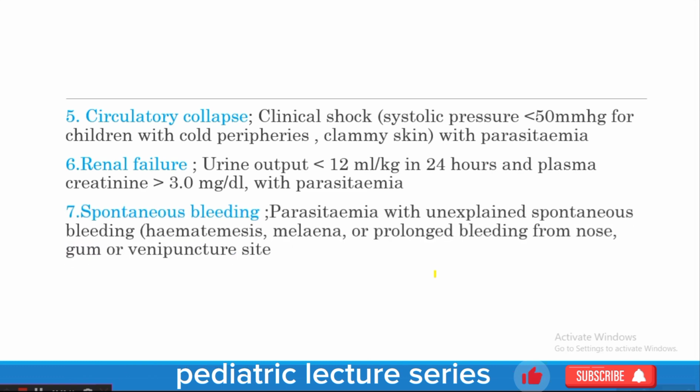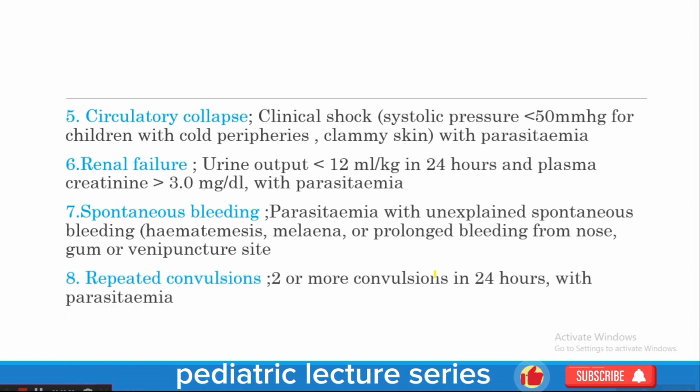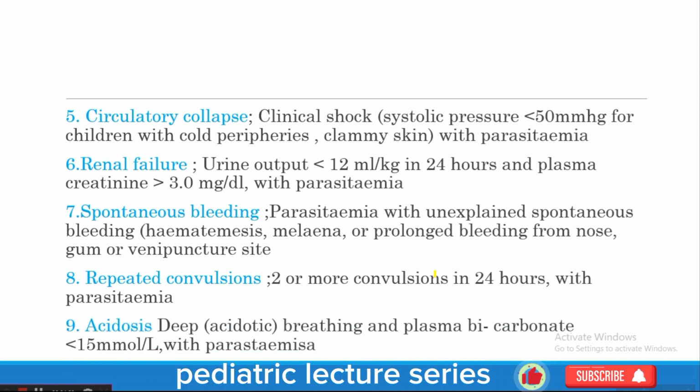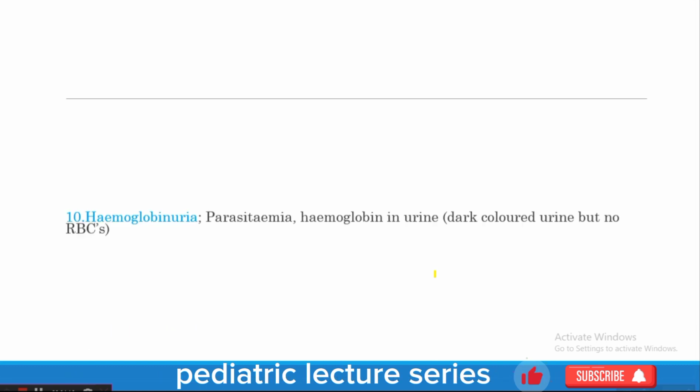Then you have spontaneous bleeding. This might be prolonged bleeding from the nose, prolonged bleeding from the gums, or from the sites that you've used to maybe establish an IV line. And then you also have repeated convulsions, that is 2 or more convulsions in 24 hours with parasitemia. Then you also have acidosis, that is deep breathing and plasma bicarbonate of less than 15 millimoles per liter.